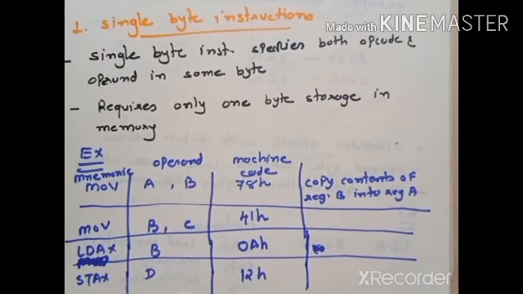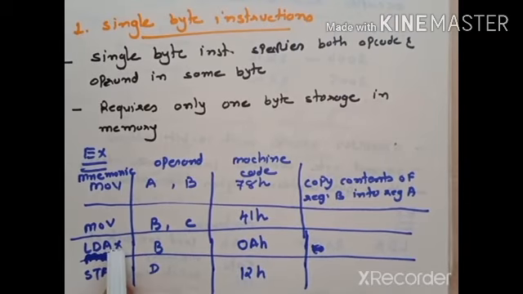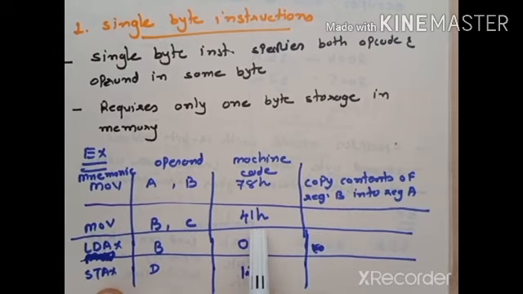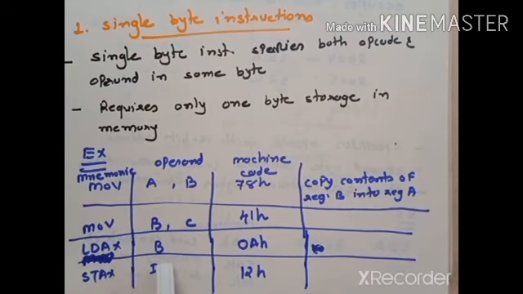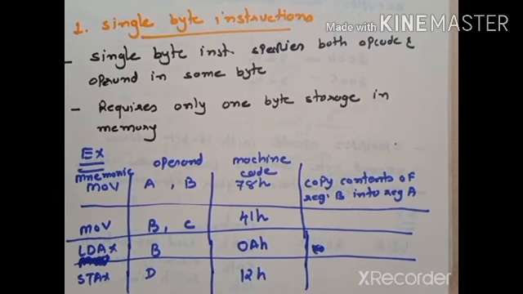Another example of a single byte instruction is MOV B,C. The hex code of that instruction is 41H. Then LDAX B. The hex code of that instruction is 0AH. That means it requires only 1 byte storage capacity. STAX D. The hex code of that instruction is 12H. It requires only 1 byte storage in memory.